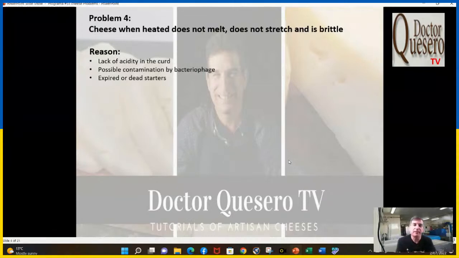So okay, you use the milk. If you have the problem, now it's the bacteriophage. So you have to attack variable by variable when you are making the cheeses.